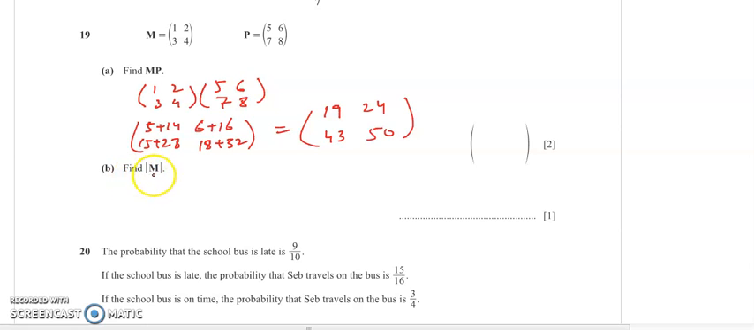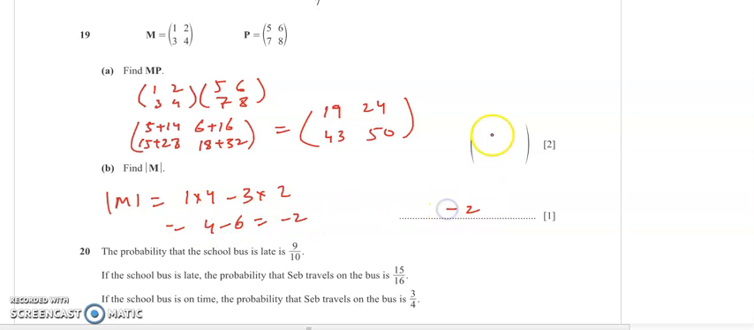Part B is to find the magnitude of M, the mod of M. That is going to be 1 into 4 minus 3 into 2, which is 4 minus 6, which will be minus 2. So minus 2 will be here. And here you can also write the final answer for the previous part: 19, 24, 43, 50.